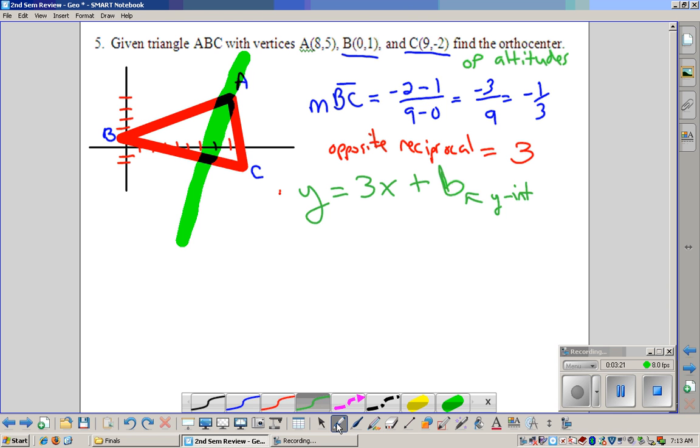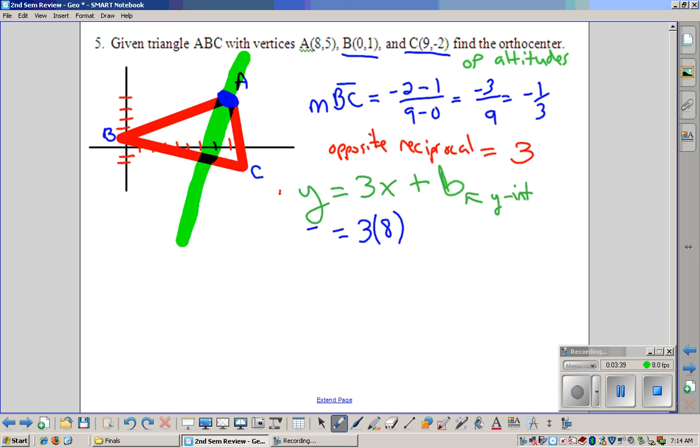Okay, so how are we going to find this missing letter? Well, we're going to use this point right here, the only point, point A, that's on the line. We're going to plug its values in for x and y. So 3, point A has 8 for x, 5 for y, plus b. It's 24, 5. Okay, subtract it, 24 to the other side. I can get negative 19. Okay, so that means our equation of the green line ultimately is this.